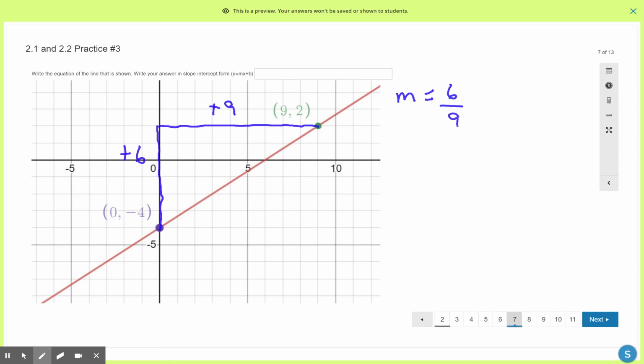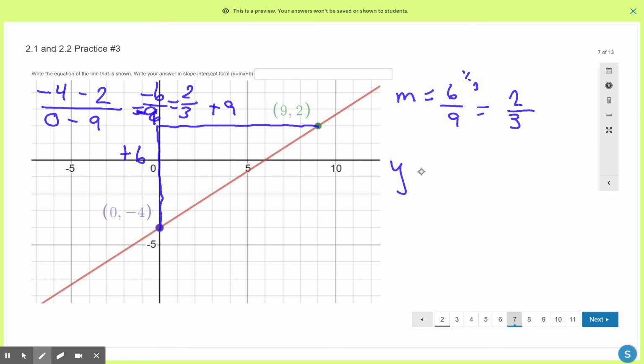Whenever you have a fraction like 6 over 9, you can simplify it. So we can divide 3 out. So the slope is really 2/3. If you wanted to do y2 minus y1 over x2 minus x1, you're going to get the same thing, which is still 2 over 3. So like I said, you can do rise over run, or you can do the slope formula.